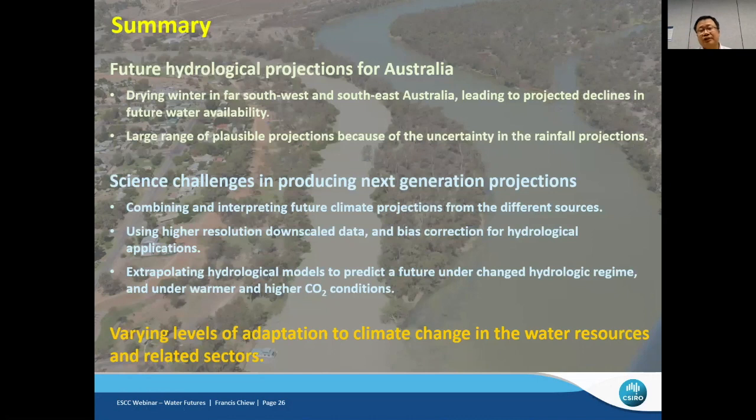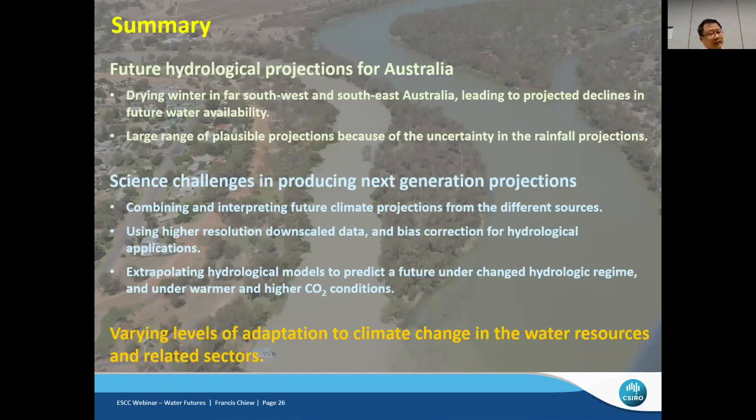Again, Michael Gross's talk last month covered that. From a hydrology perspective, I think the big opportunity is being able to use the high resolution downscaled data, which are becoming more and more available from many sources. But we need to find ways to best correct the rainfall, particularly the rainfall inputs for hydrological applications. And we have to play around with models too, learning how to adapt the models to predict under the future changed hydrologic regime and under warmer and higher CO2 conditions.